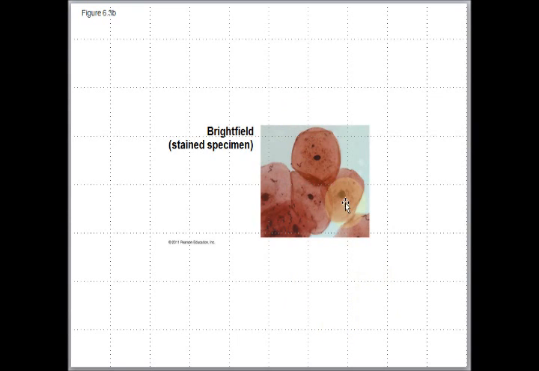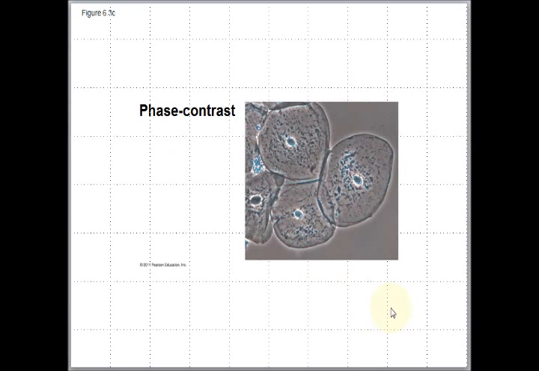But the problem is usually to stain a specimen, it has to be fixed and preserved, and that means the cells usually are no longer alive. But it does give you quite a bit more detail.